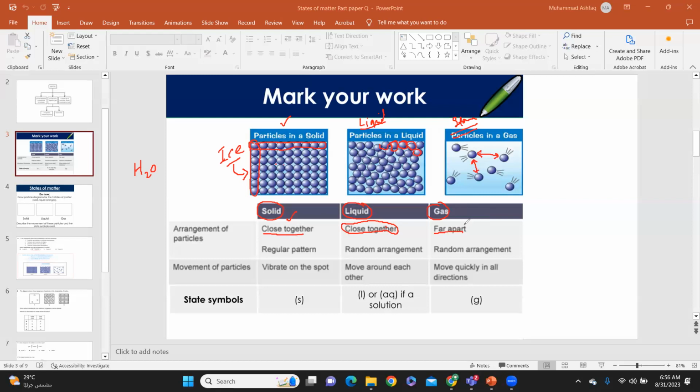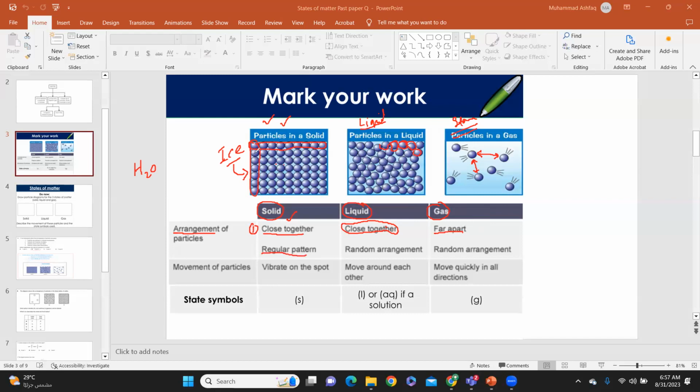On the basis of that property, we're going to see the second point, which is about the arrangement. Now you can easily observe that in the solid state, when the particles are present, they are in a regular pattern.